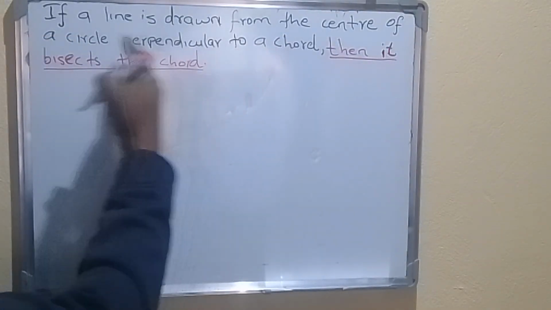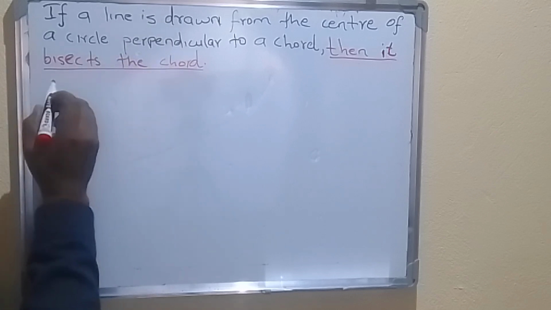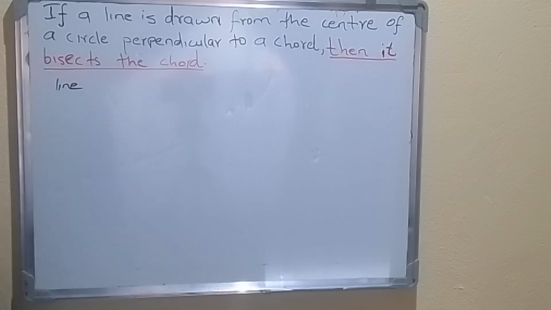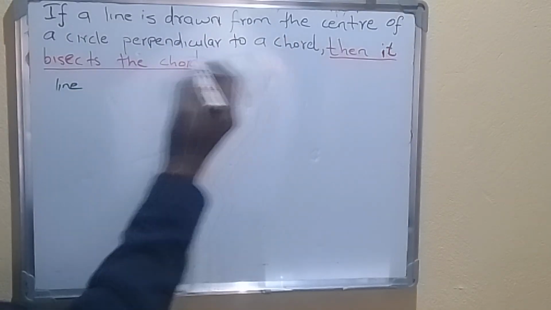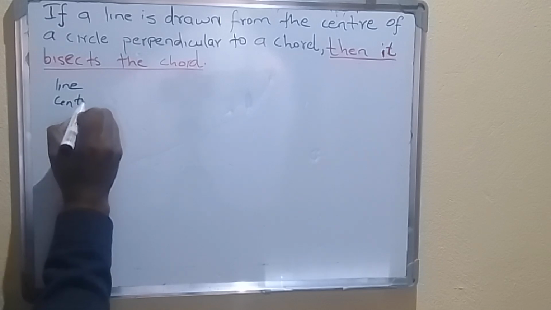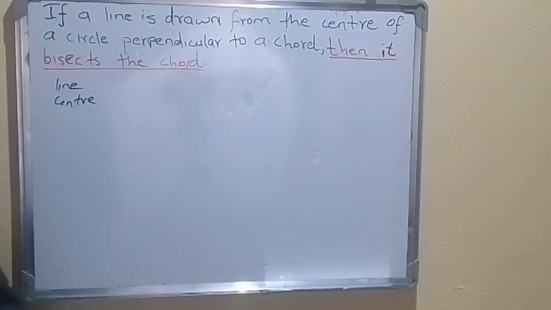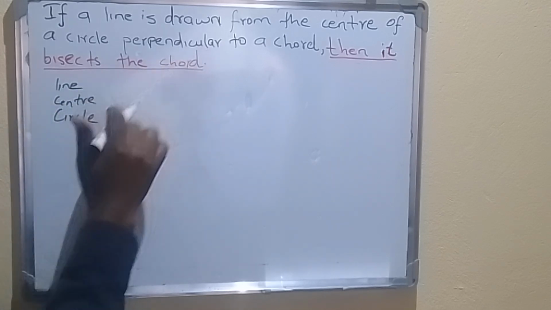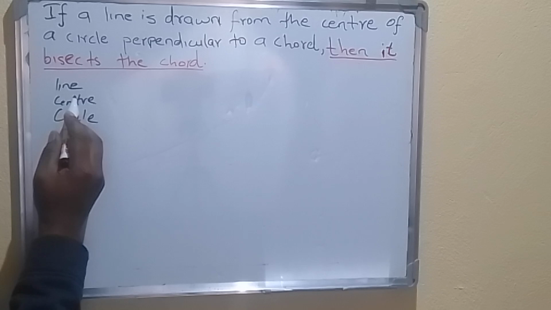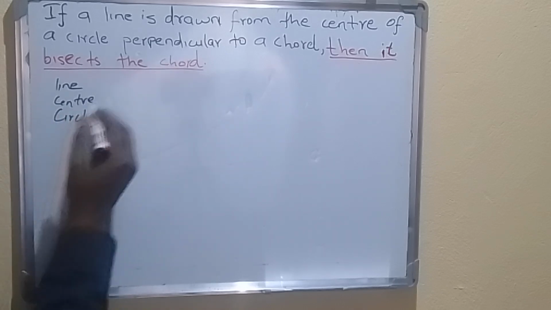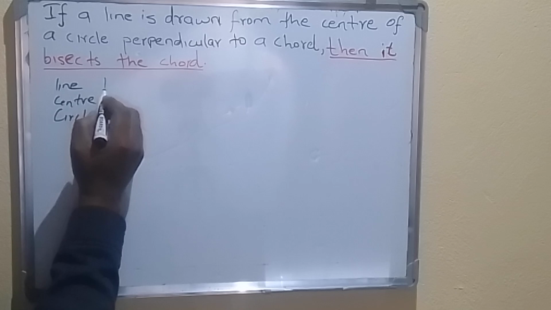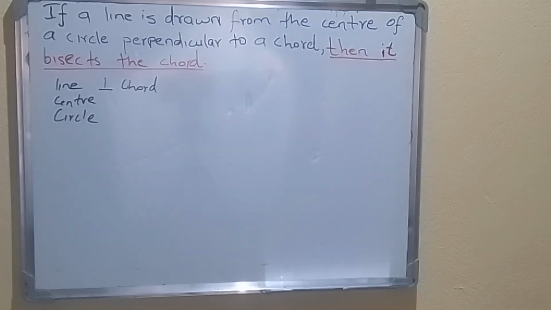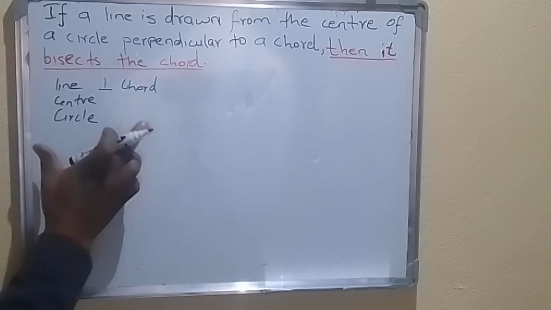So what is given according to this? This tells us that there is a line. Then this line is drawn from the center, so there is a center. If there is a center, obviously there is a circle. And then it says the line is perpendicular to the chord. So this line is perpendicular to the chord. This is the if part.